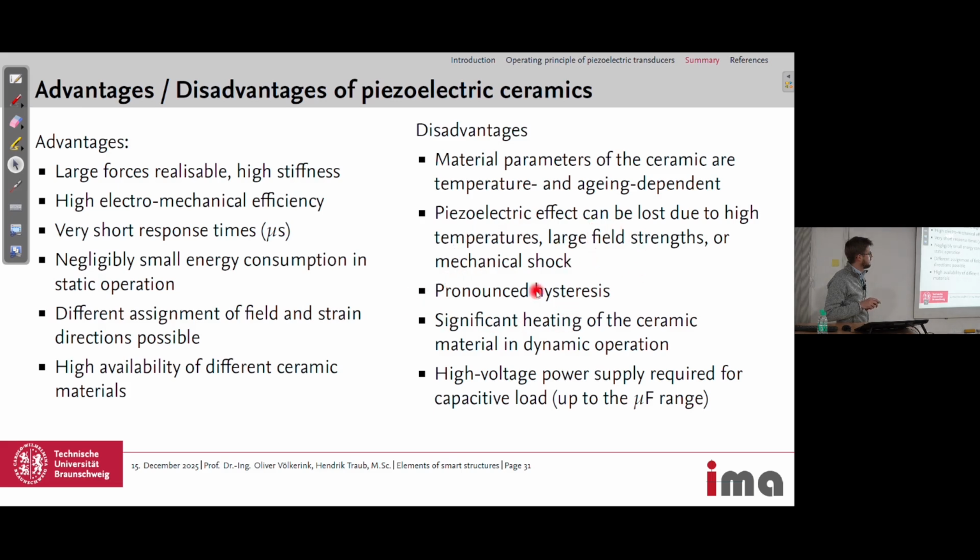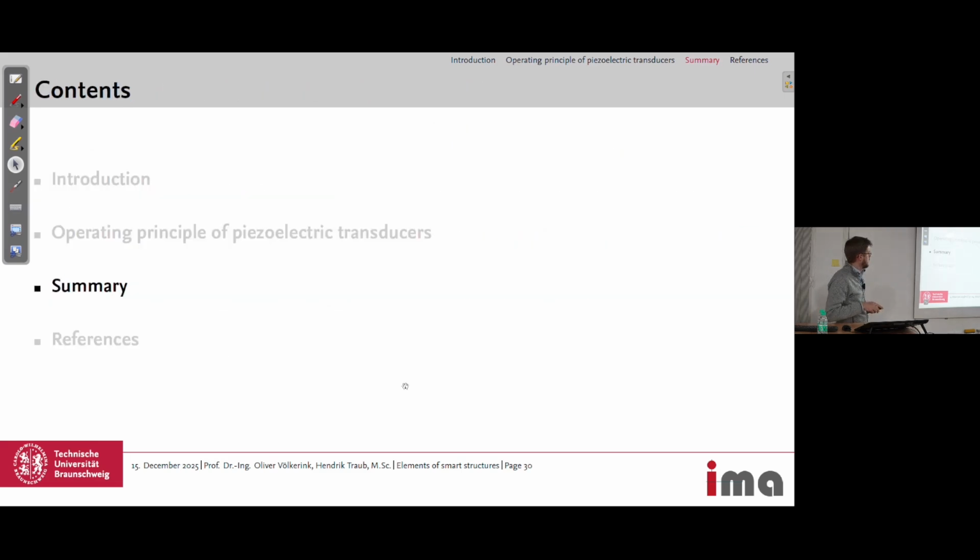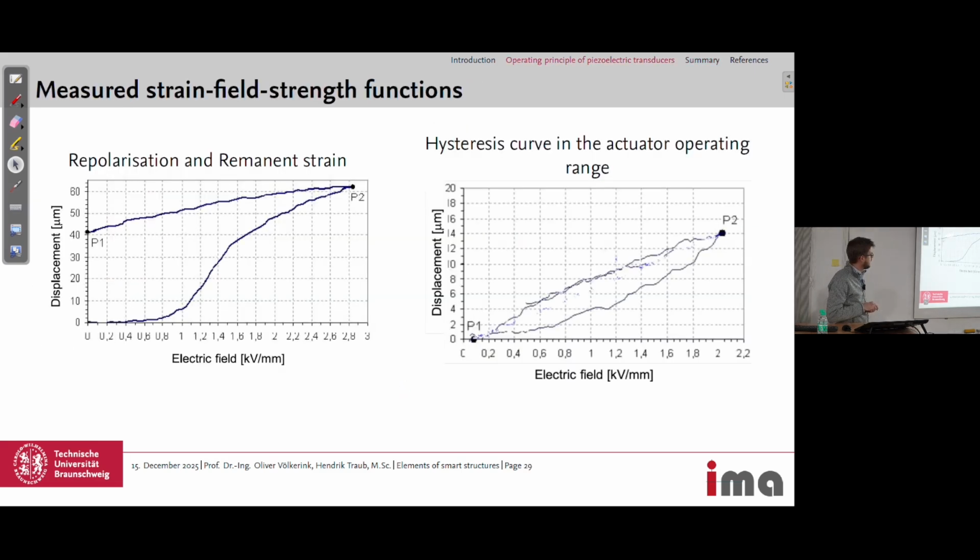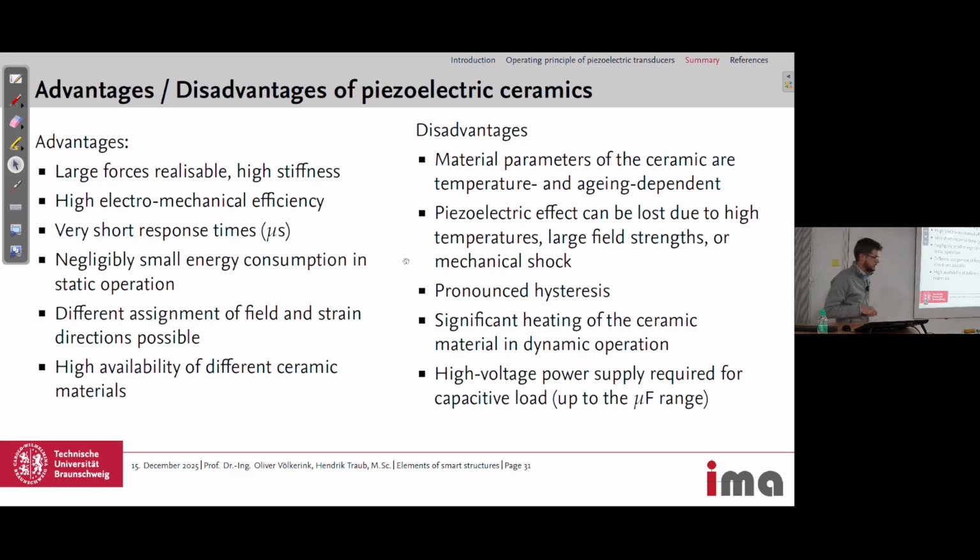We have a pronounced hysteresis, so no unique transduction, and we have significant heating of the ceramics if we have it in dynamic operation, and we need a high voltage power supply for the capacitive load. As we saw here, we are going up to really high voltage numbers, so you need a high voltage amplifier like this one we use in the experiment.